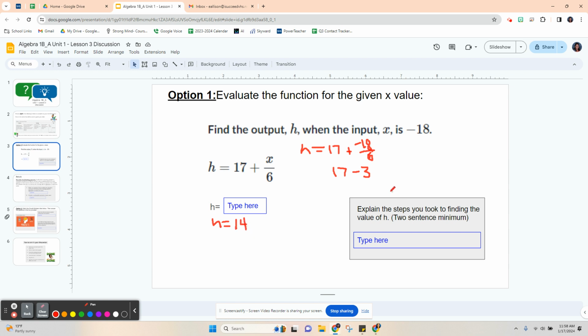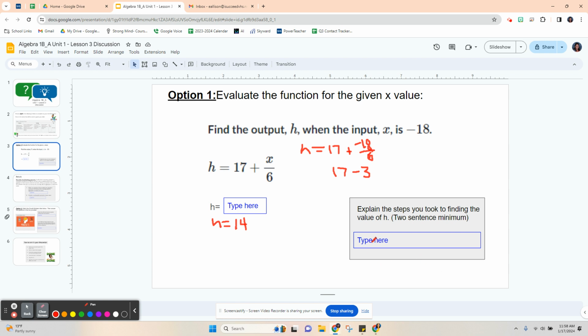Okay, so now when I explain the steps I took, I would first say the x value was given as negative 18. I plugged it in for the existing x, and then I simplified my equation. Okay, that's going to be your 2-sentence minimum. It talks about what your processes were. And then what helps me is if we got it incorrect, I can go back and look at your steps that you explained and then help you from there.